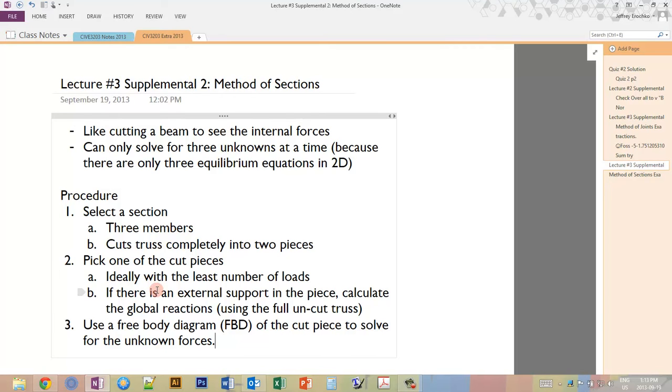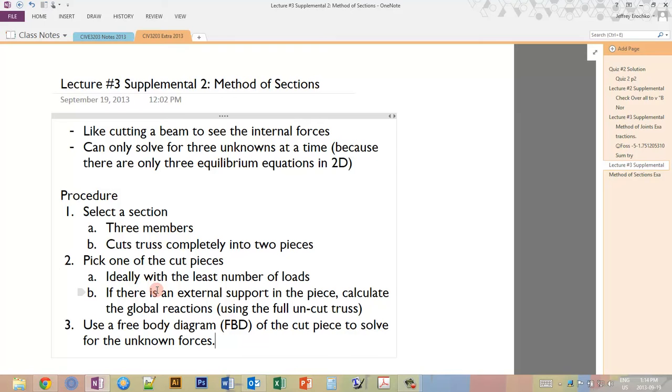So the method of sections is like as if you were cutting a beam and you wanted to see the internal forces that went across that cut. So when we do this method of sections analysis, we can only solve for 3 unknowns because there are only 3 equilibrium equations in 2D. So we can only cut through at most 3 truss members at a time. So I'm going to go through the general procedure, but then I'll do a full worked example so that you can see how it actually goes into practice.